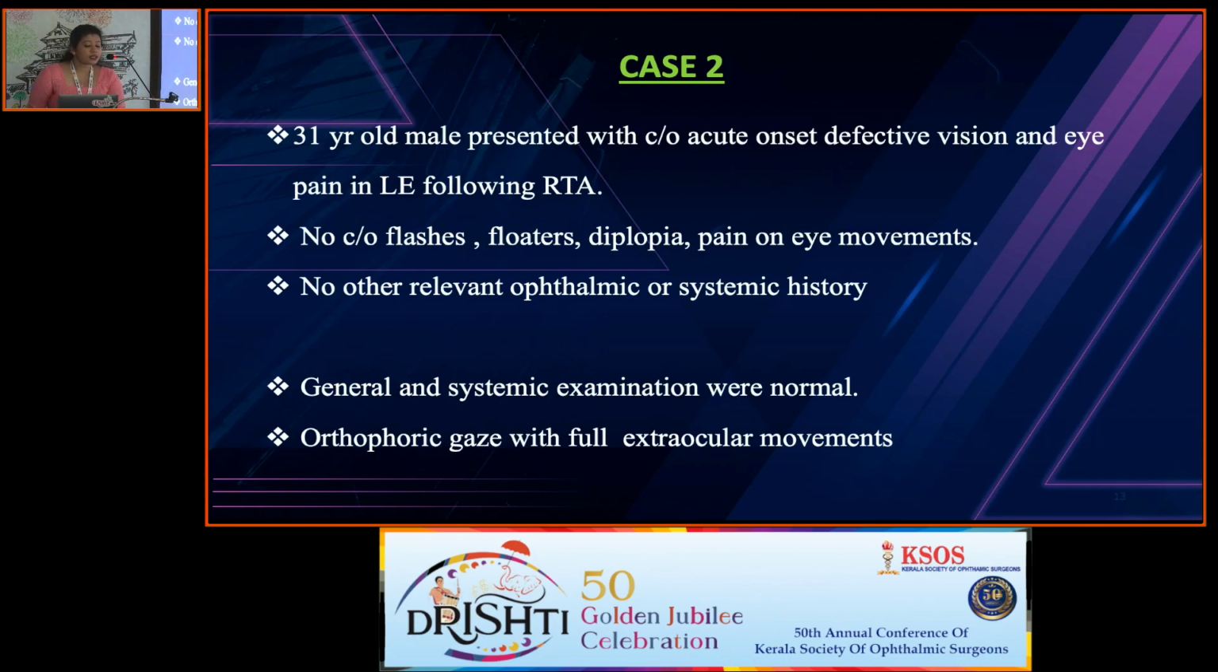Case 2 was a 31-year-old male who presented with complaints of acute onset defective vision and eye pain in the left eye following RTA. There were no complaints of flashes, floaters, diplopia, or pain on eye movements. There was no relevant ophthalmic or systemic history. General and systemic examinations were normal, with an orthophoric gaze and full extraocular movements.